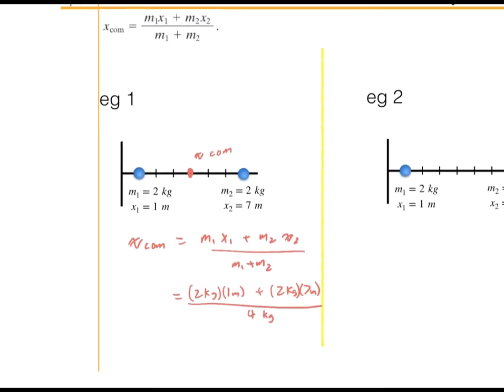And you'll notice here, real quick, that the kilograms cancel out, and we're just going to be left with meters. When we plug in everything, we have 2 times 1 plus 2 times 7, so on the top we have 2 plus 14, so 16 meters divided by 4. And 16 divided by 4 is 4 meters. And that is the location here, 4 meters. So that's the center of mass for that one.